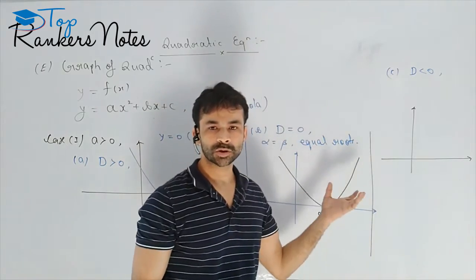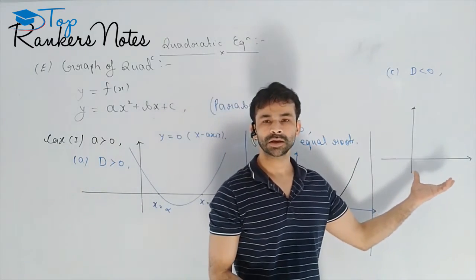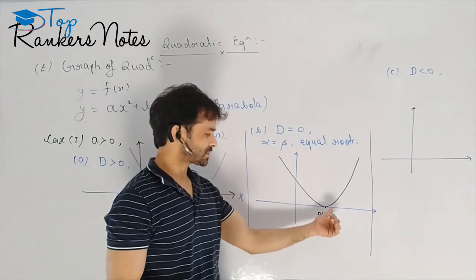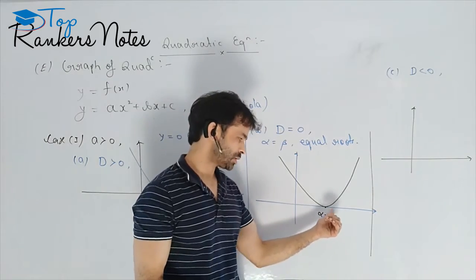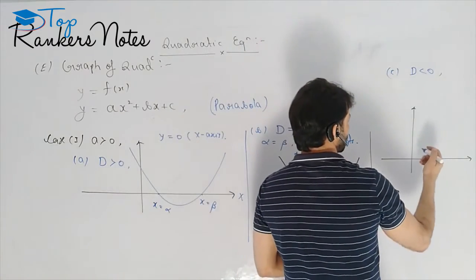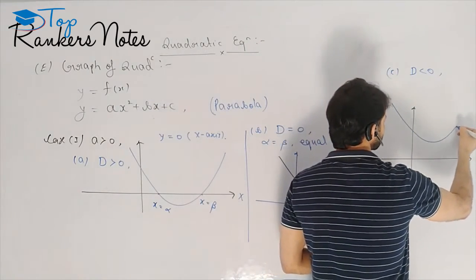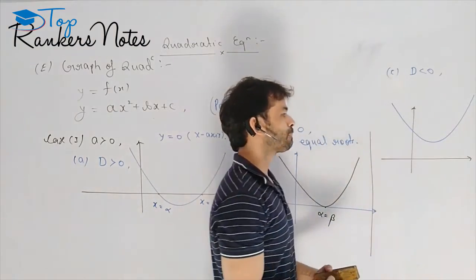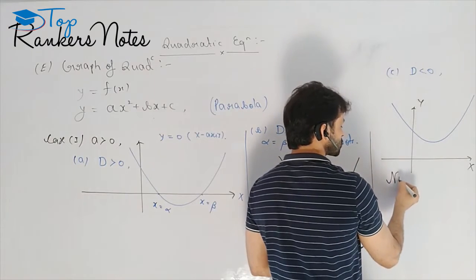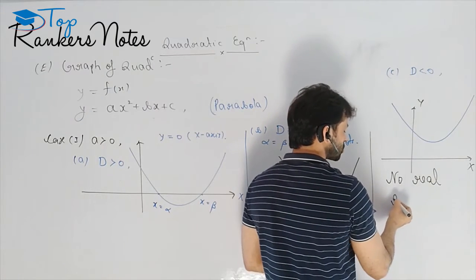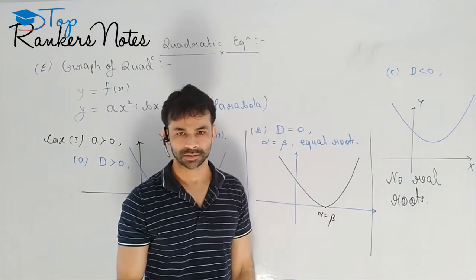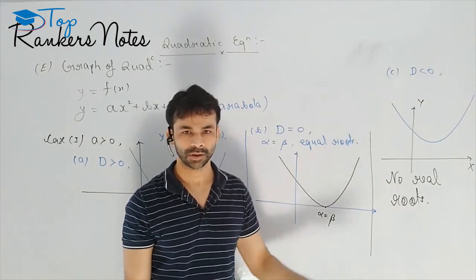So there is no root means it cannot cut the x-axis. If it cuts the x-axis, there will be roots, whether equal or unequal. So now the parabola will be like this. It won't cut the x-axis, because this has no real roots. So it cannot cut the x-axis. I think that is clear to you.